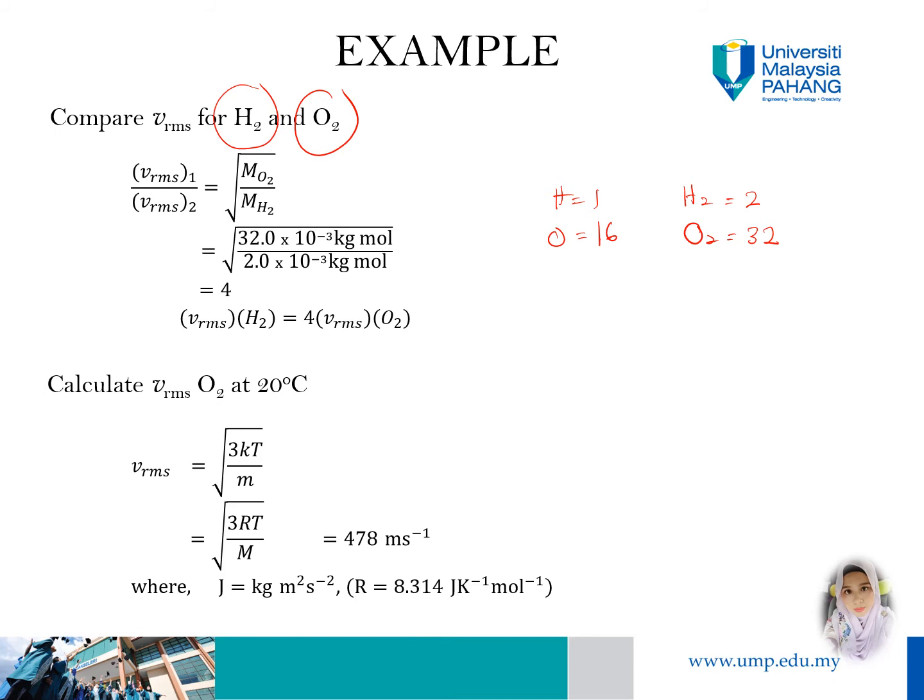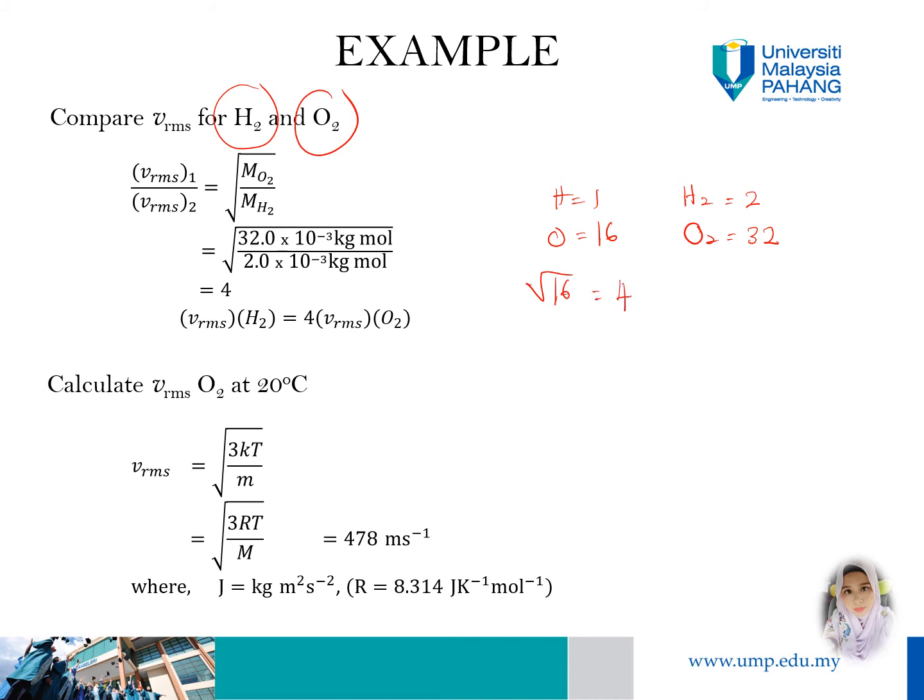The root mean square speed is inversely proportional to the square root of the molar mass. So this means the root mean square speed of hydrogen should be the square root of 16, or 4 times faster.